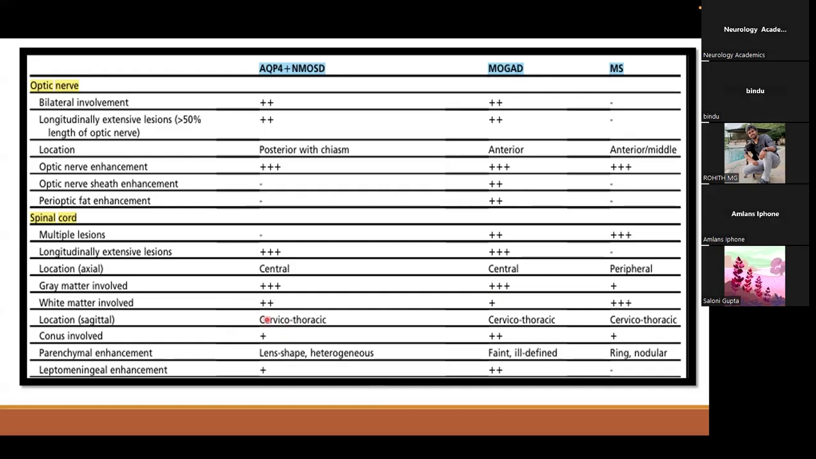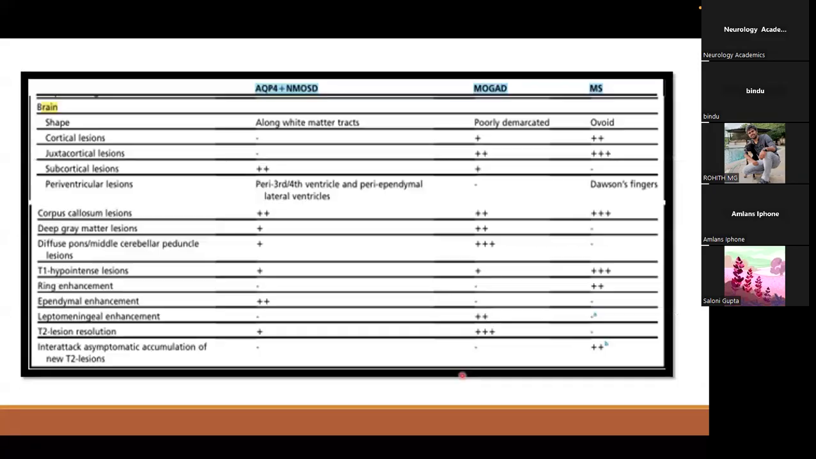And the location, in all of the cases, cervical is more common, but conus involvement is seen in MOGAD. And type of enhancement, lens-shaped enhancement will be there in aquaporin. Faint enhancement or not much enhancement will be seen in MOG. And a ring type or a nodular enhancement will be seen in multiple sclerosis. And a leptomeningeal pattern of enhancement is seen in MOGAD.